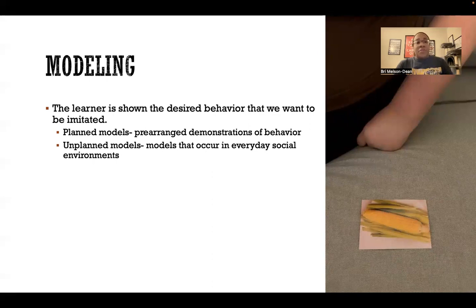Planned models are prearranged demonstrations. And then there are unplanned models, which are models that occur every day in our social environments. When I read about unplanned models, I thought of, say, that there is a new traffic pattern and I'm driving and I don't know which way to go. I might follow the car in front of me as a model.